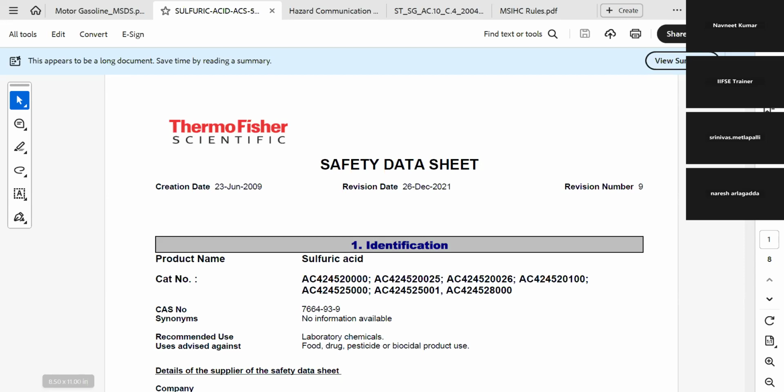Because most of the people, we can see, are illiterate or can't understand the language, I suggest all of you create a visual or pictorial representation of the MSDS in a single sheet. All the 16 sections, how you can make it a pictorial representation, so that it will be easy to understand, even for those who face difficulty reading English.